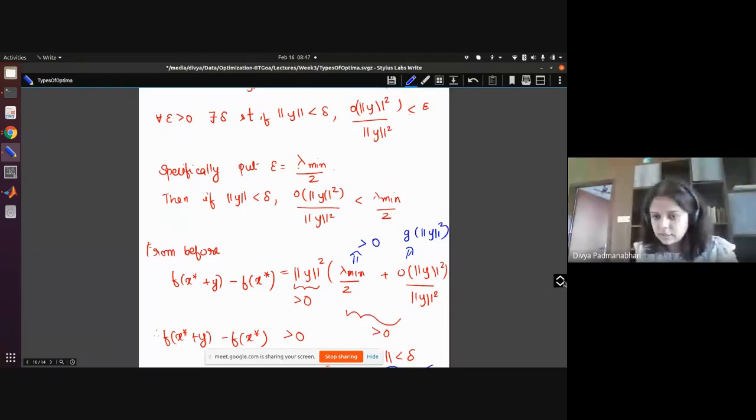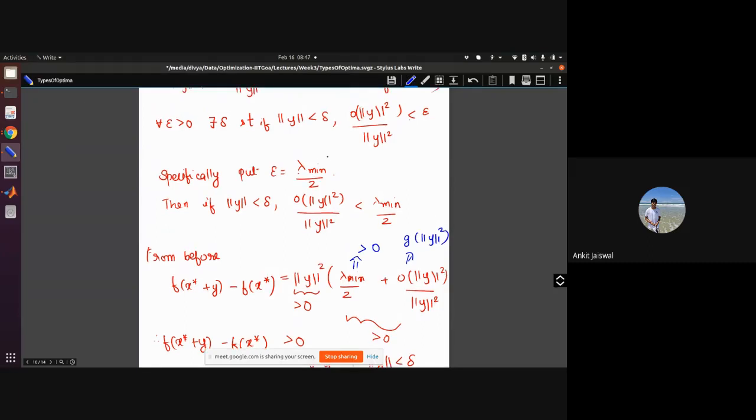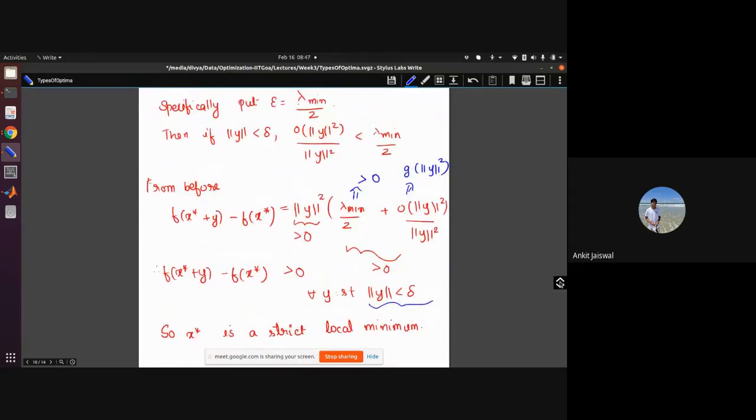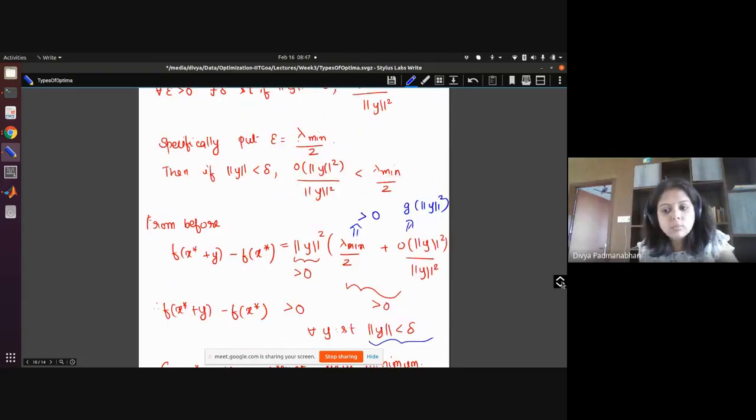Right? Yes, sir. I had a doubt. In this line, you have written that if the norm of y is less than delta, then this relation holds true. What we needed for the Hessian to be greater than zero was that the magnitude of O of norm of y square by y square should be less than lambda by 2. But we haven't proved that, right? So that is true.